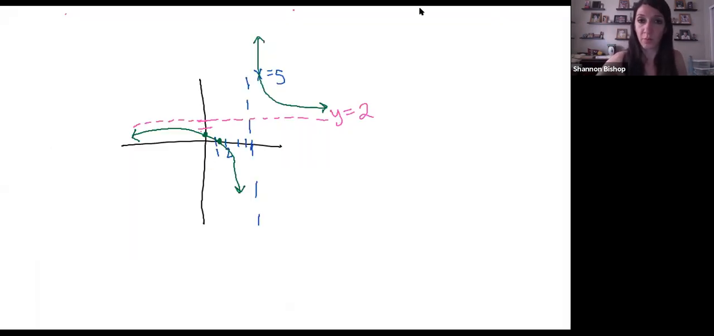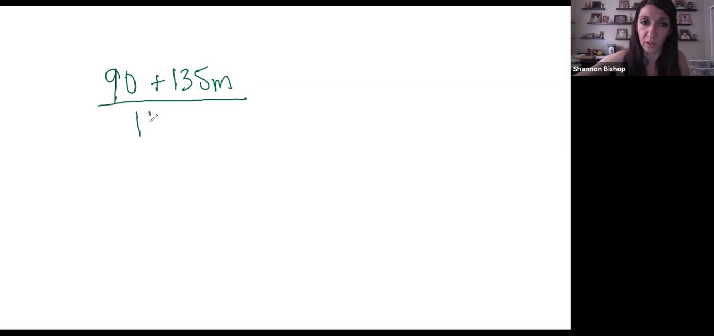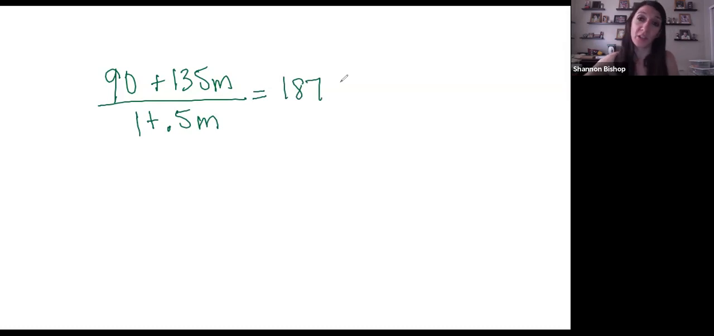So my formula was 90 plus 135m all over 1 plus 0.5m. And now here we are wanting to find an output of 187. So once again, just acknowledging that 187 is the output, so it goes on the outside. Now, how to solve this, guys? Same thing as the horizontal intercept. The only reason this equation is intimidating is because it's a fraction.